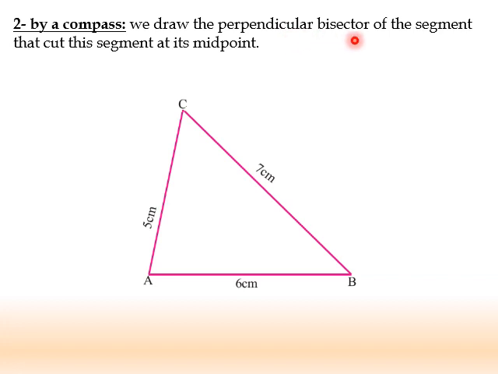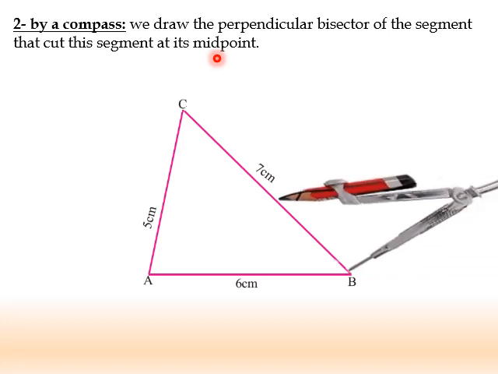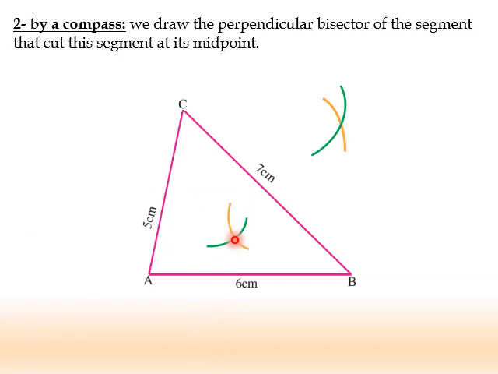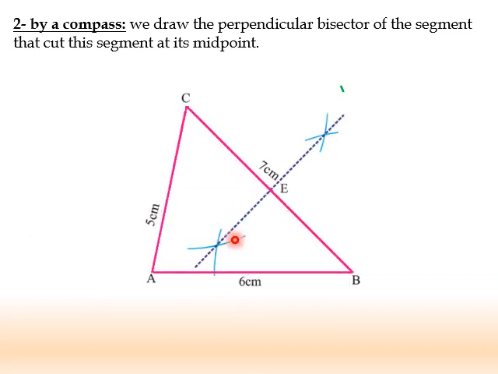The other way is by drawing with a compass. We draw the perpendicular bisector of the segment that cuts this segment at its midpoint. For example, I'm going to draw here the perpendicular bisector of BC, by drawing an arc above and below the segment and also from the other side. Then the intersection here of the two arcs should be joined together to form the perpendicular bisector, and we know that the perpendicular bisector passes through the midpoint, so definitely E is the midpoint of BC.